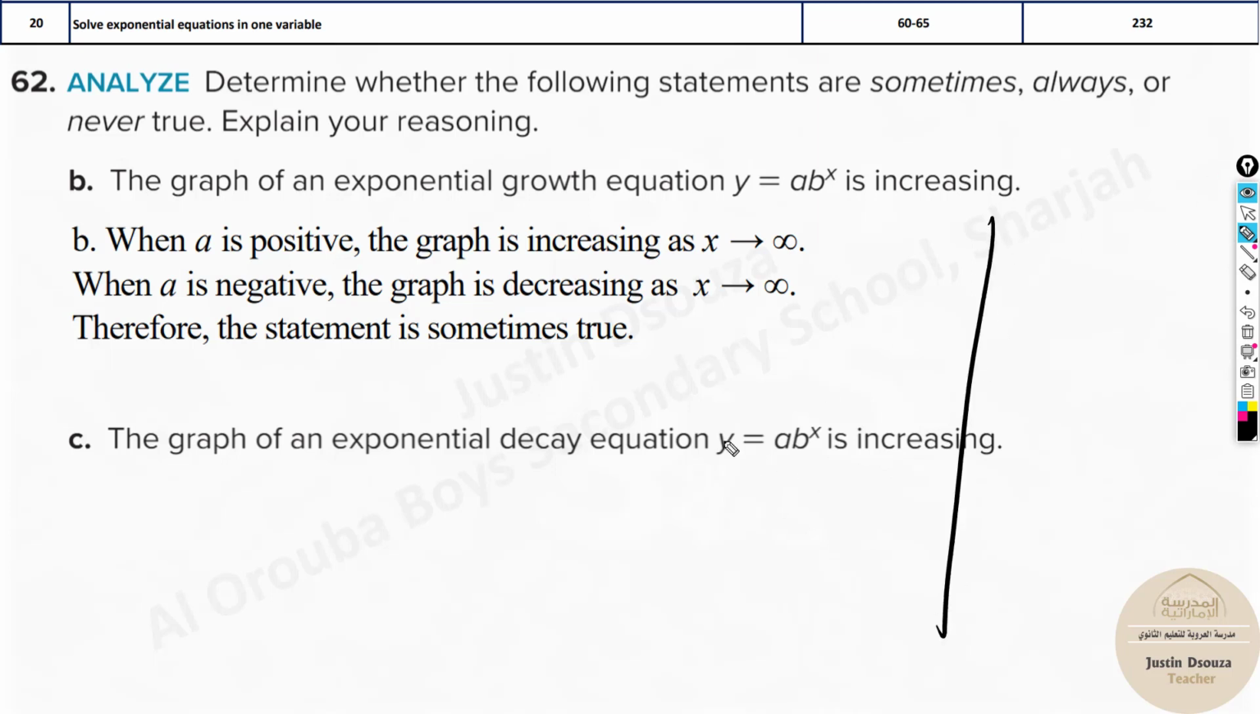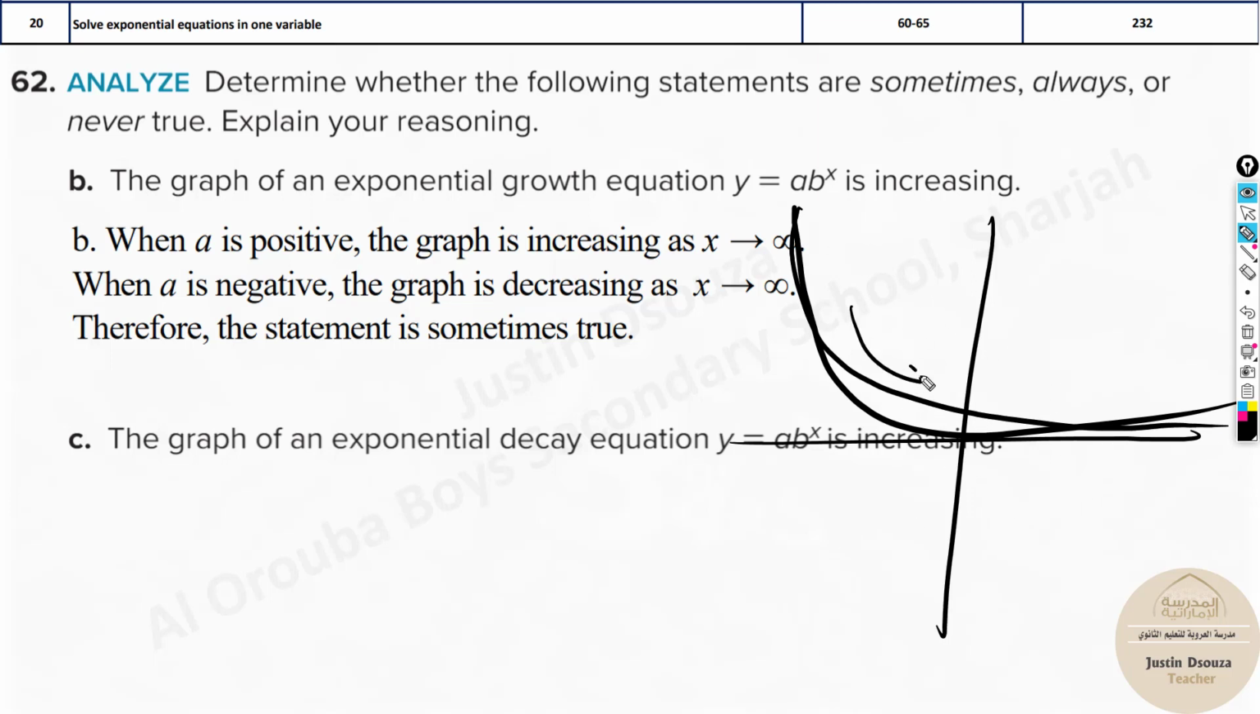Because when, now over here, when it's a decay, it will be like this, right? It will not touch, it will be exactly like this. It's going down, down, down. It will almost touch here. This is a decay function. This is decreasing. It's decreasing, it's not increasing.